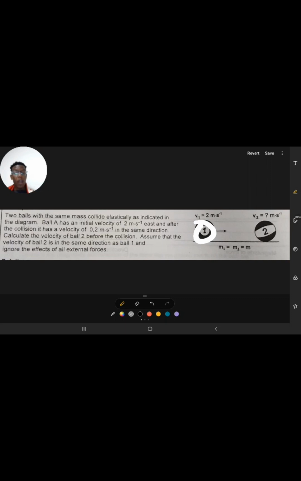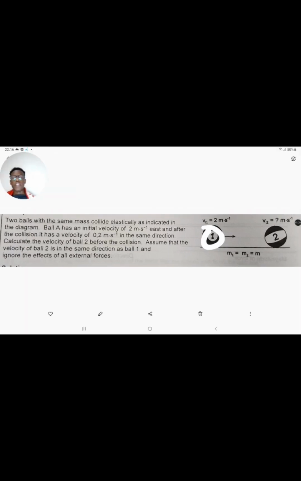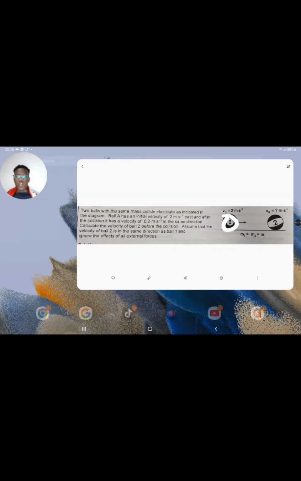Ball 1 has an initial velocity of 2 meters per second east, and after the collision it has a velocity of 0.2 meters per second in the same direction, so east still. Calculate the velocity of ball 2 before the collision. Assume that the velocity of ball 2 is in the same direction as ball 1 and ignore the effects of all external forces. So that's our question, that's our problem.